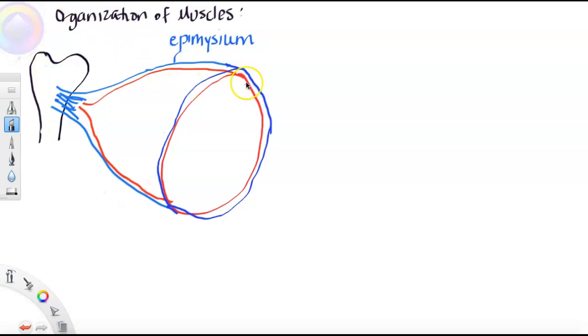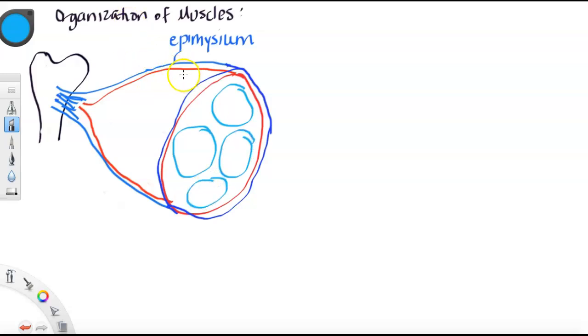And if we take a cross section of a full muscle, then we see groups of muscle fibers. Okay, so these groups of muscle fibers are held together by a fibrous connective tissue. These groups are called fascicles. And the fascicles are held together by perimysium.